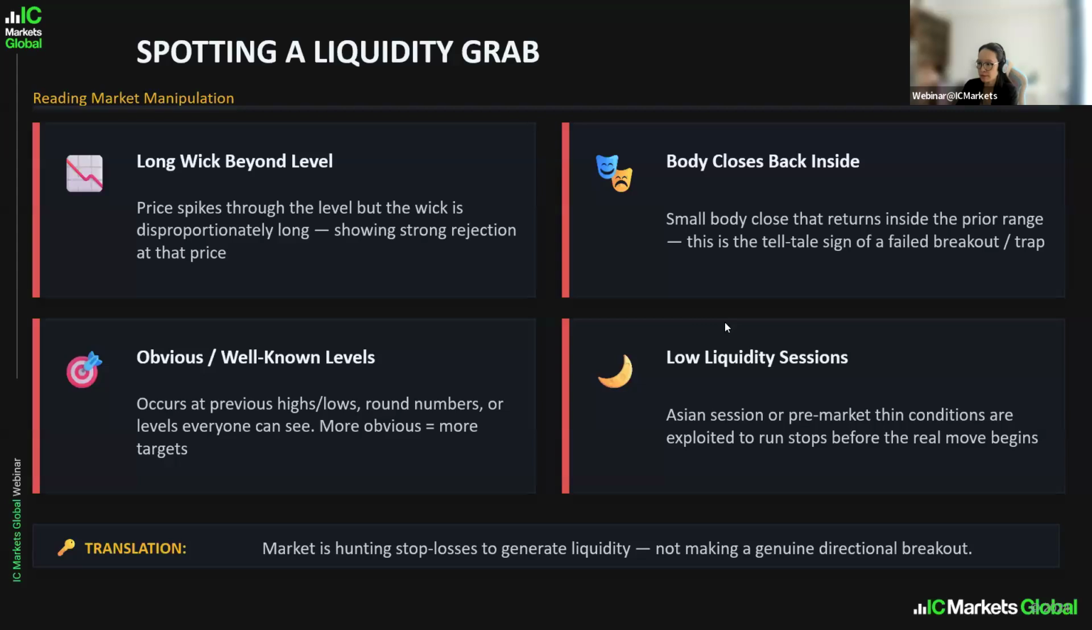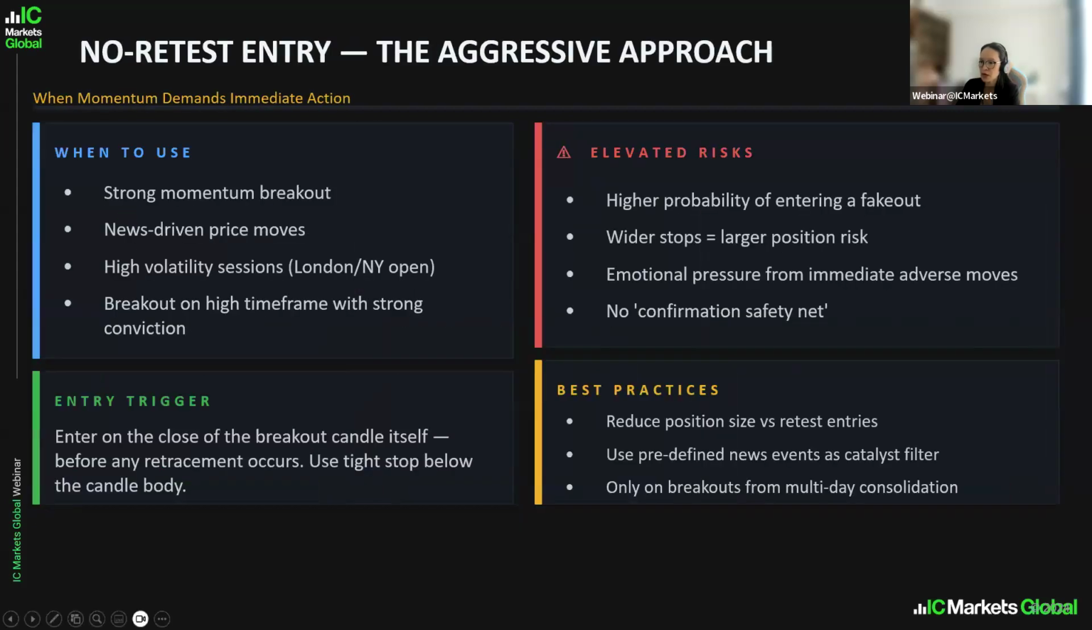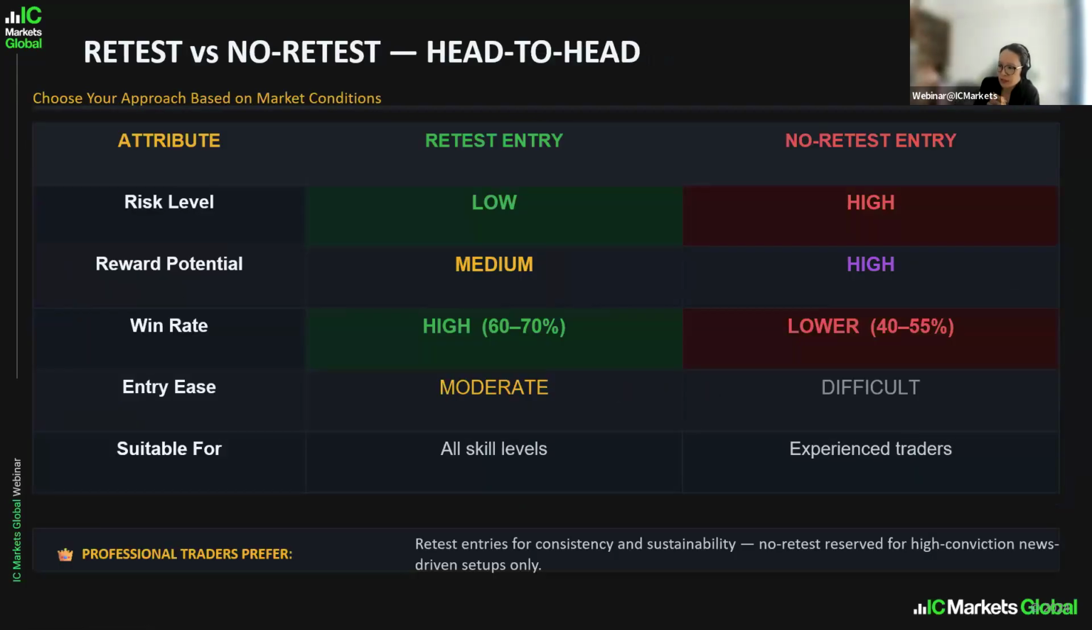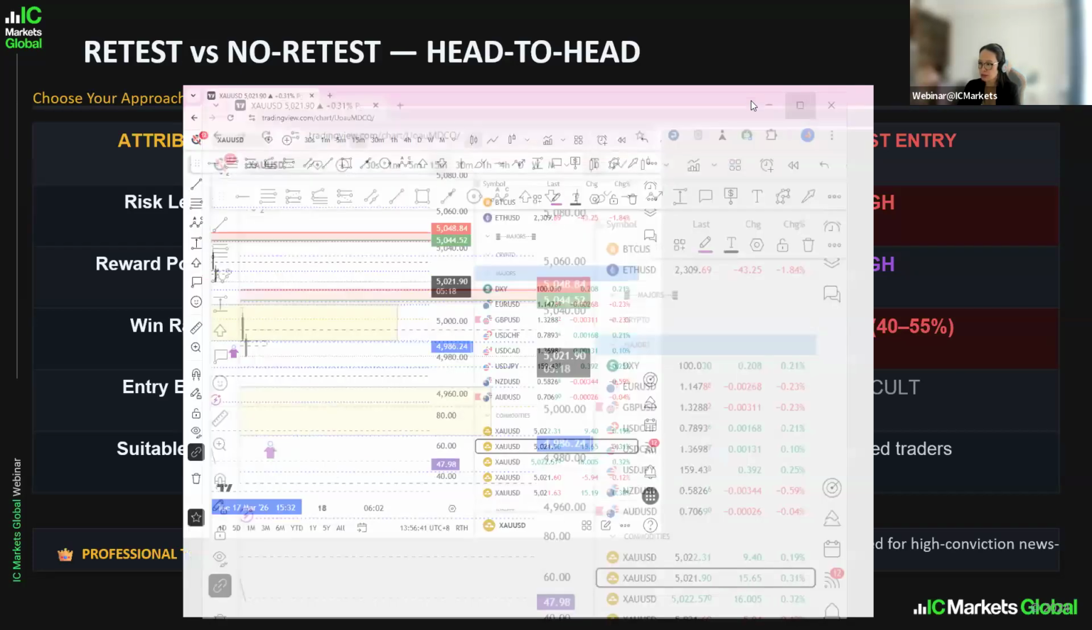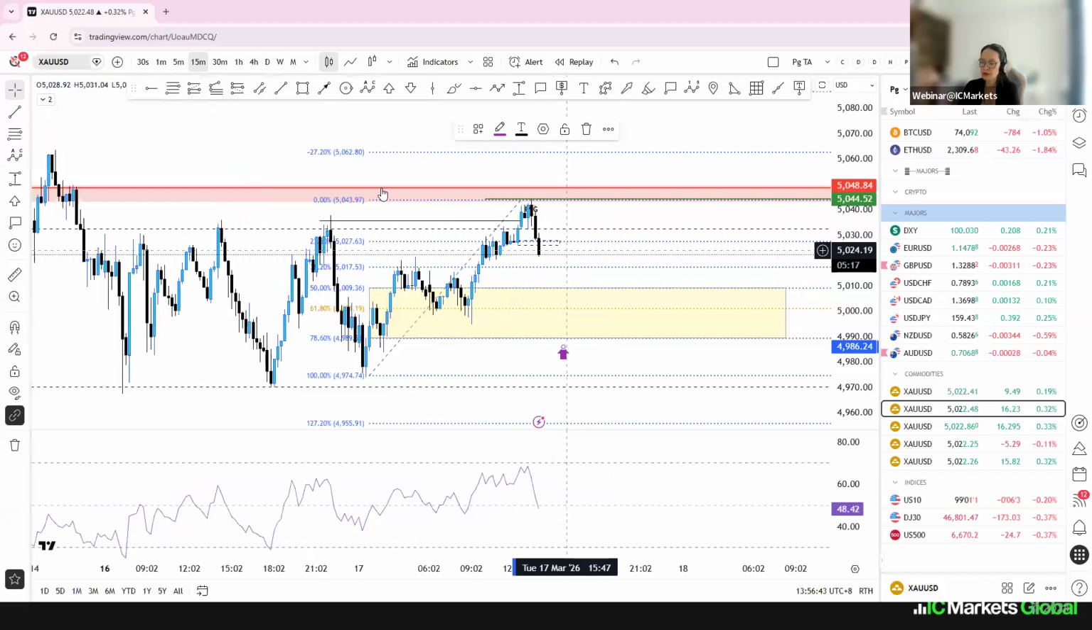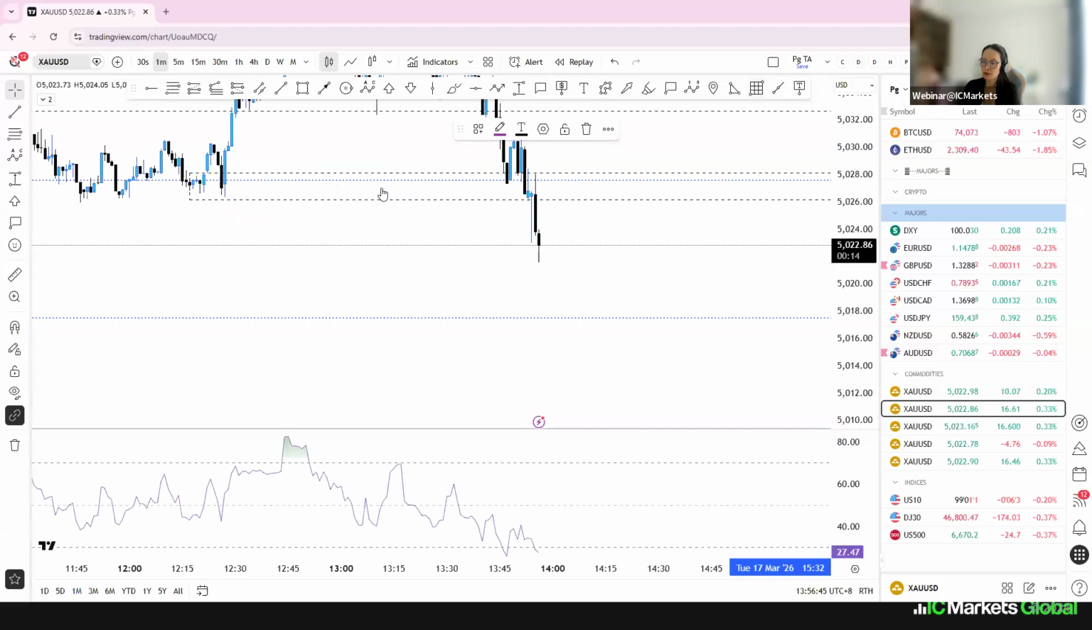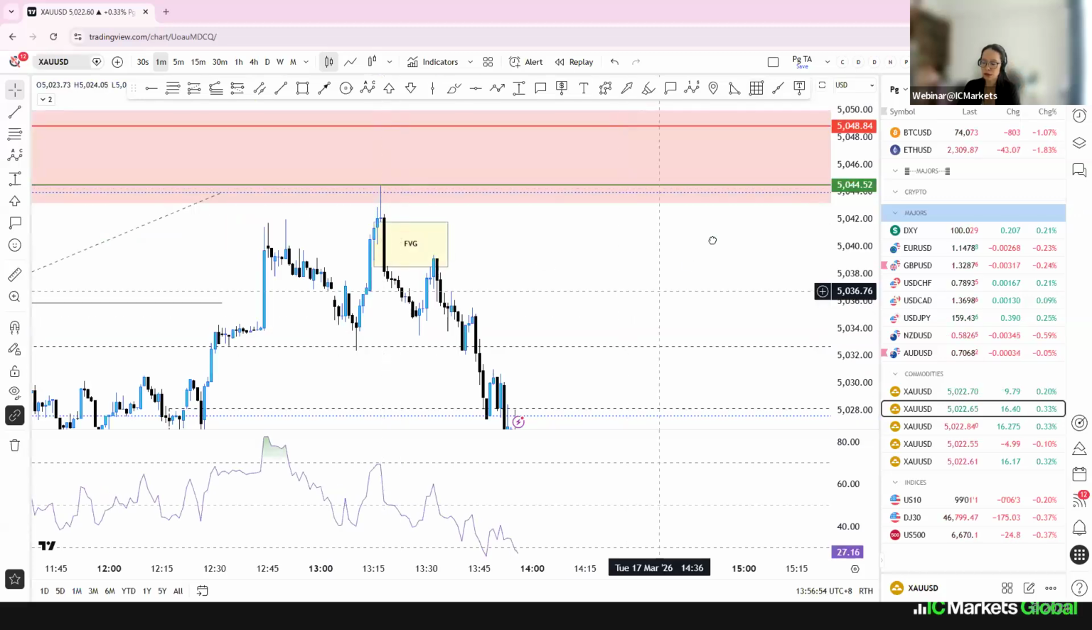So it's okay. Now, retest versus no retest, head to head. For the retest entry, risk level is low, because you already traded, so you're going to have a very tight stop loss. The SL should be at the top of the FVG. Just now, my stop loss was above the wick in M1. My stop loss is above the FVG; you can put it above this swing here.